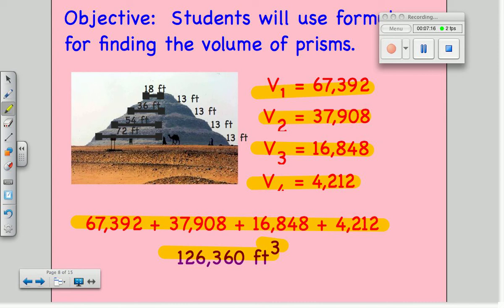Not every building is just a straight prism, is it? No. Like the Empire State Building goes, and then it goes, and then it goes, and then it goes, right? So you have to find the volume of each part to get the total volume of the Empire State Building, okay?